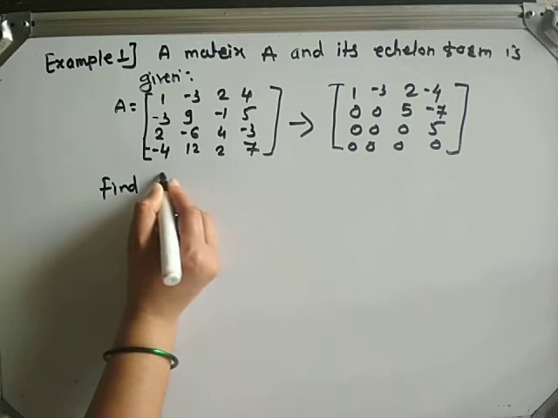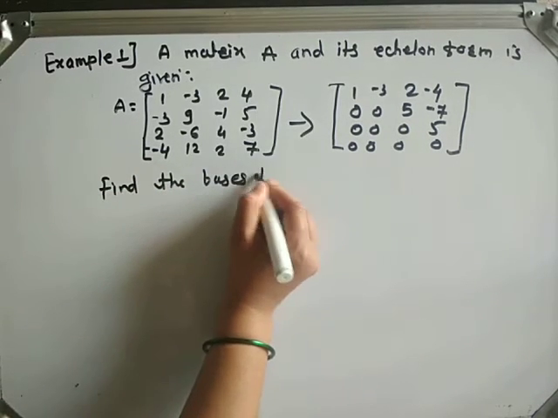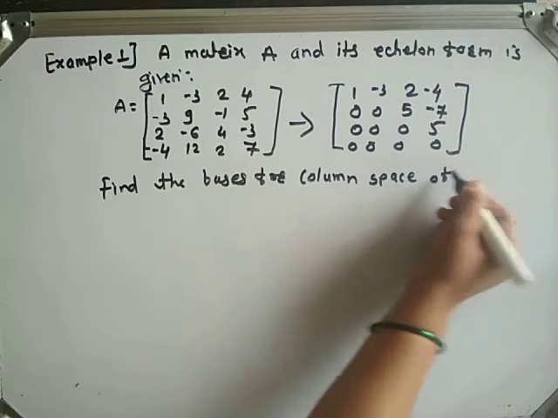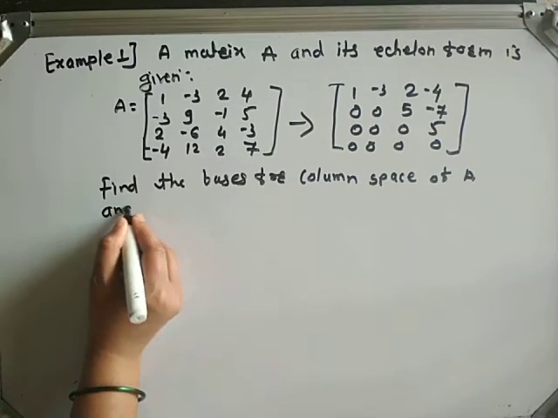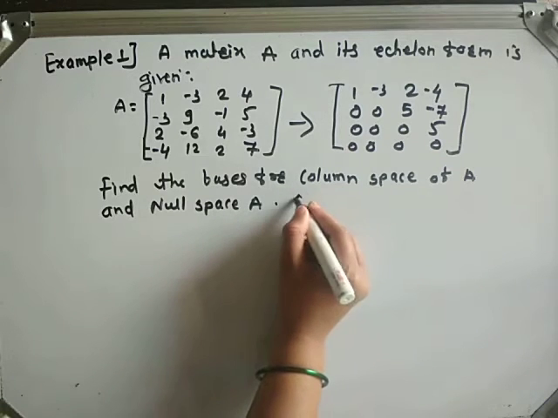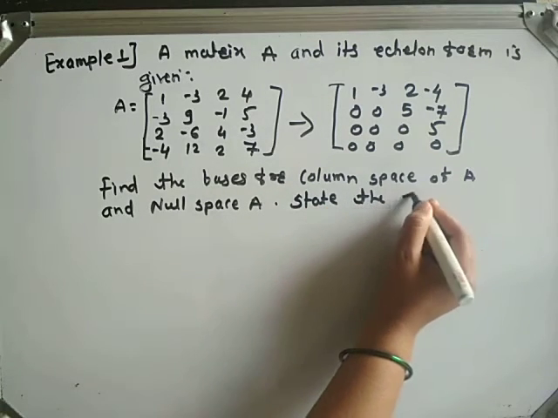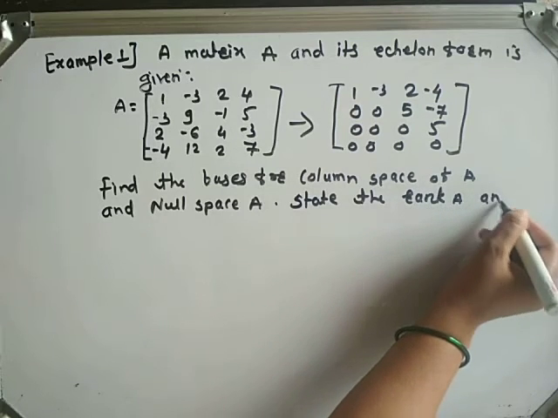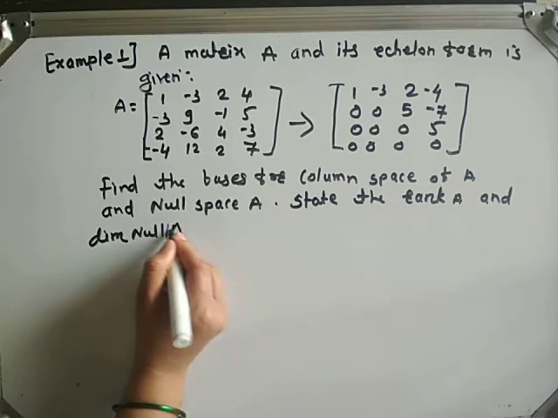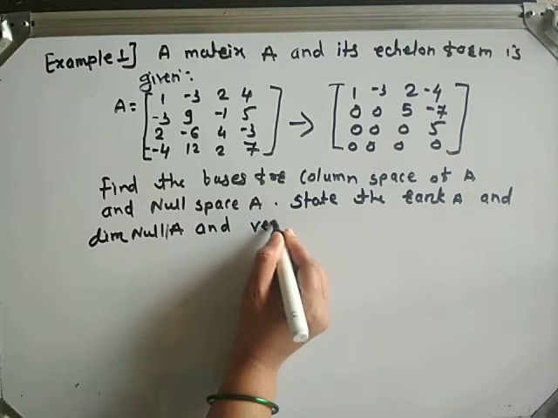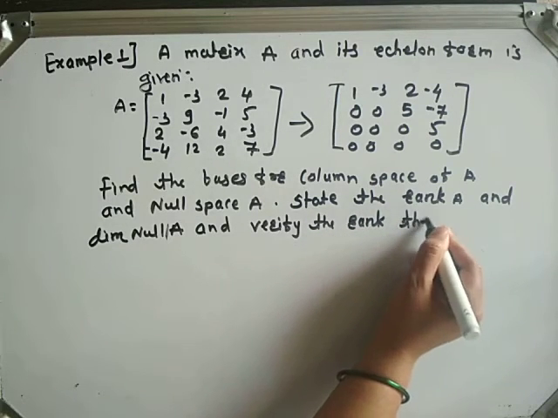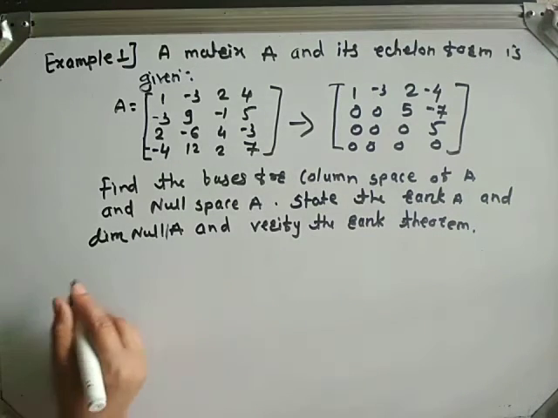Find the basis for column space of A and null space of A. State the rank of A and dimension of null space of A, and verify the rank theorem. Okay. Solution.